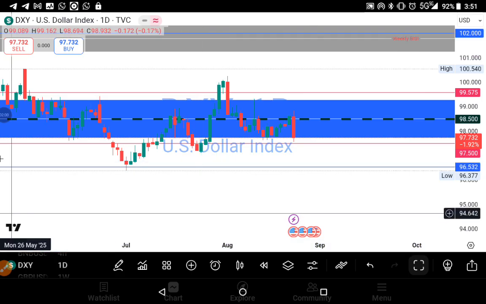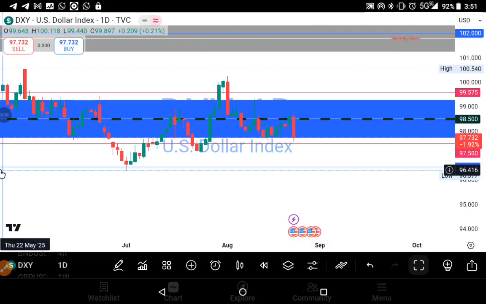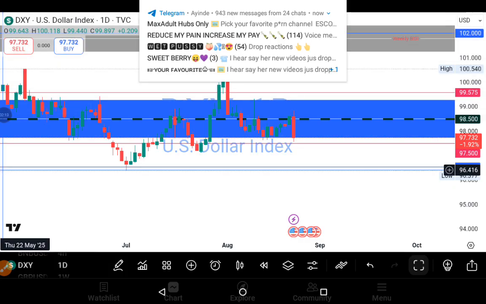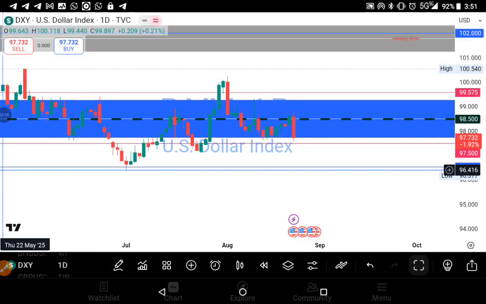98,500 remains my decision point. If we stay above it, we are going into 99, and if we go below it, we should be able to see 97,500.